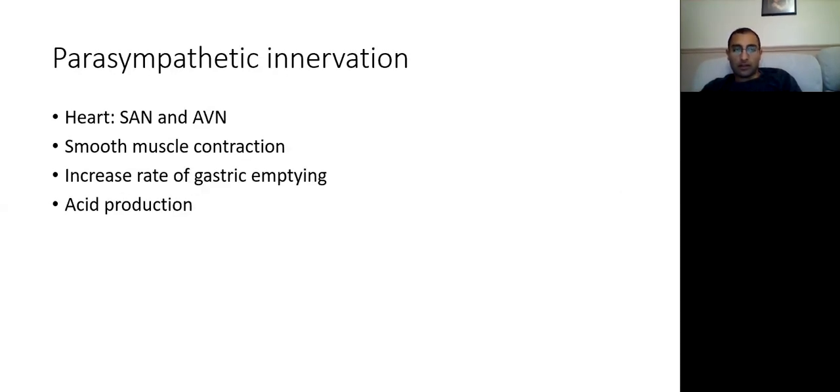And then the parasympathetic innervation of the heart: the sinoatrial node and the atrioventricular node. This is why patients who have heart transplants tend to have a higher heart rate, because the vagus nerve is cut off from the heart. It also causes smooth muscle contraction of the esophagus, increases the rate of gastric emptying and acid production. Therefore, previously for patients with acid reflux, one of the treatments was a vagotomy, as the vagus nerve increases acid production. We don't do that anymore.